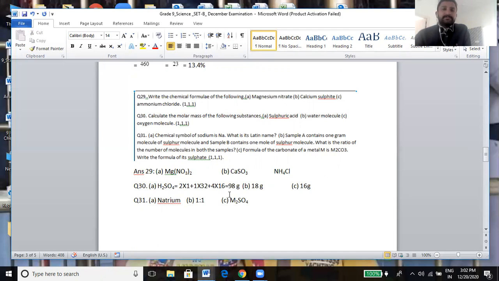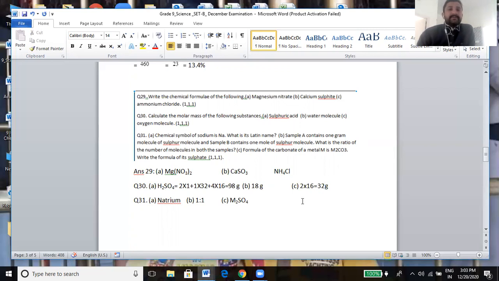And for the oxygen molecule, the formula will be O2. And while calculating the molar mass of oxygen molecule, you will add 2 into 16, O2. 2 into 16, which is equal to 32 gram.